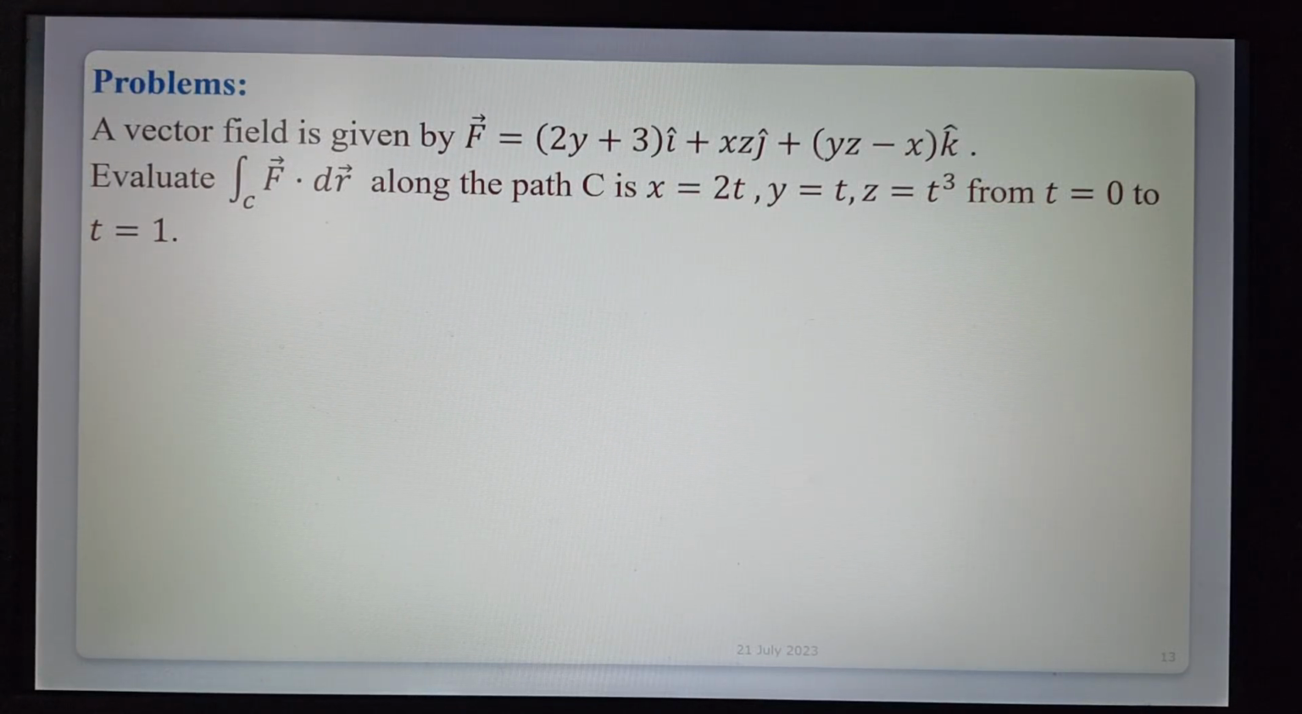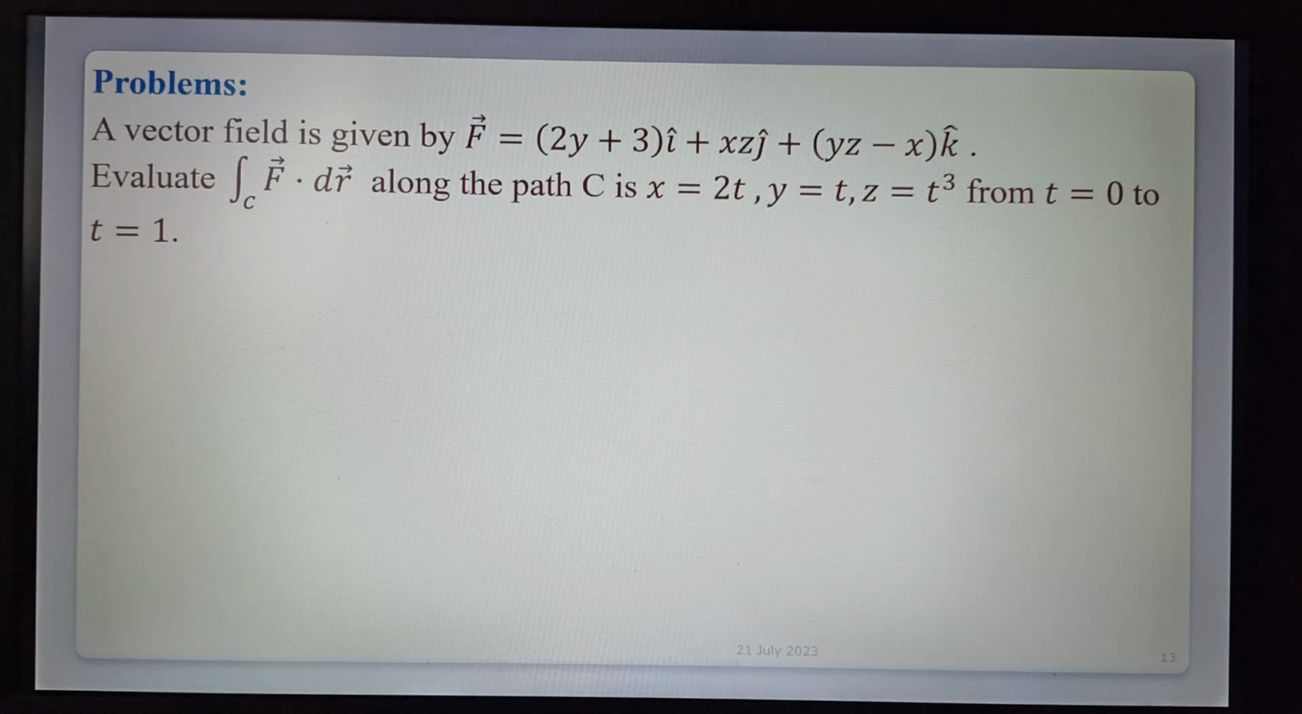Hi students. Okay, today in this lecture the topic is problems on line integral. In the previous lecture we completed the definitions of line, surface and volume integrals. So next, problems on line integral. Okay, see the first problem here.